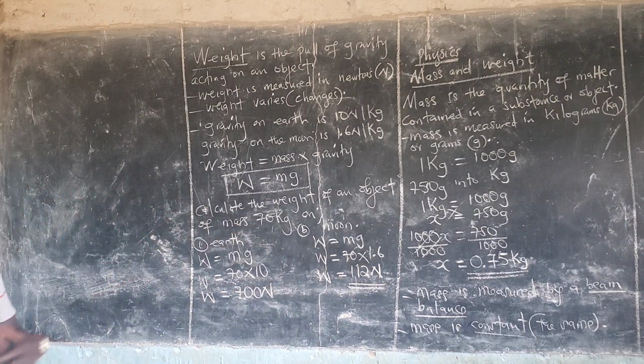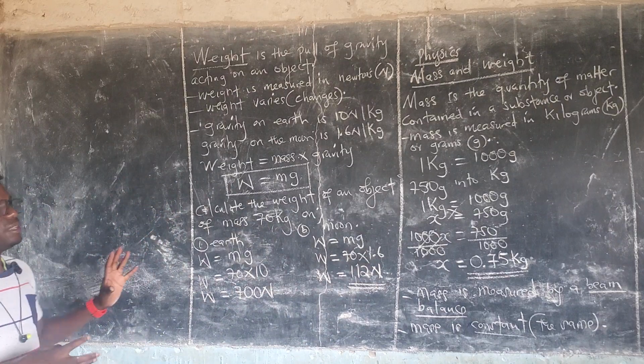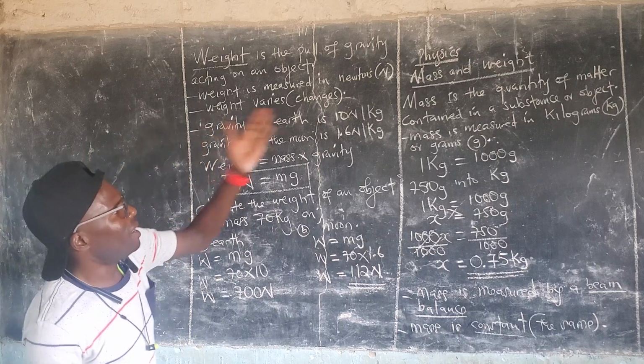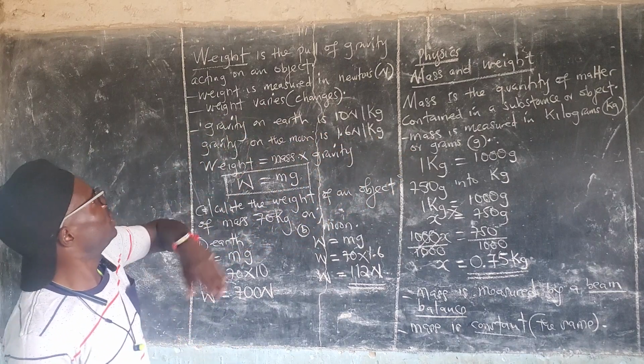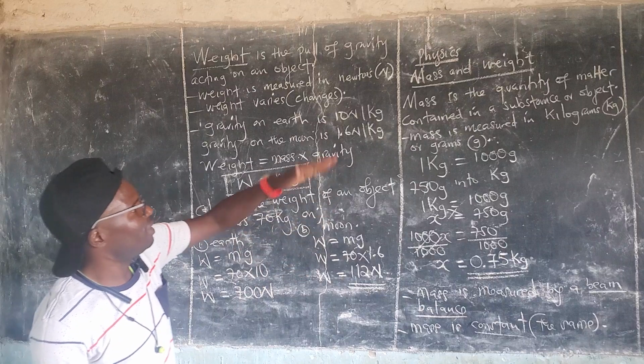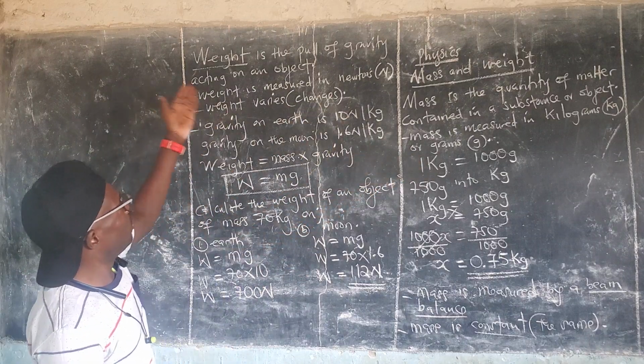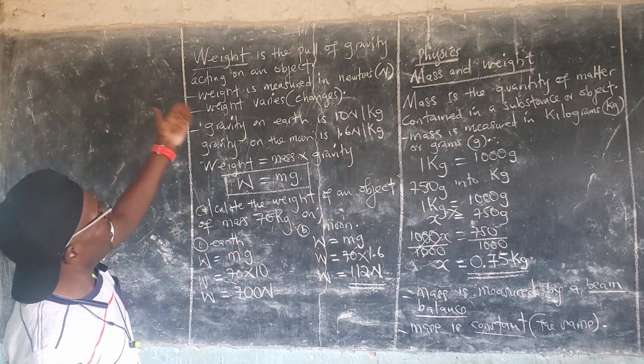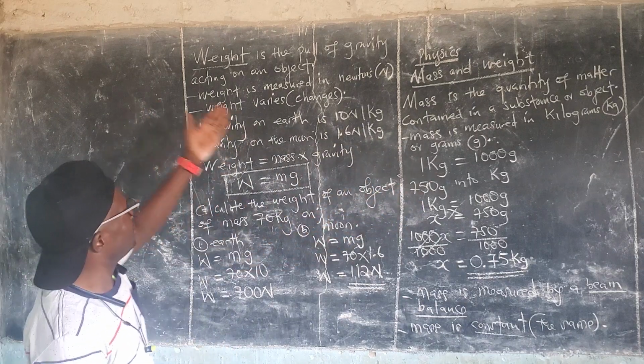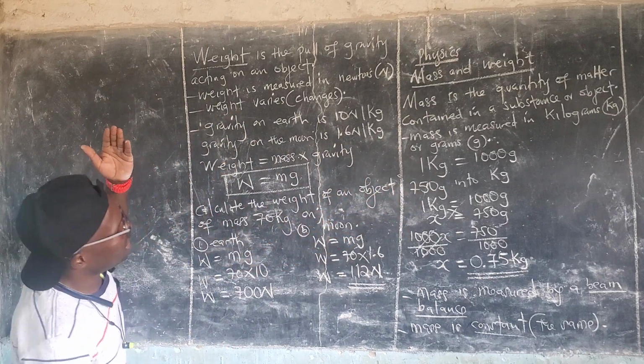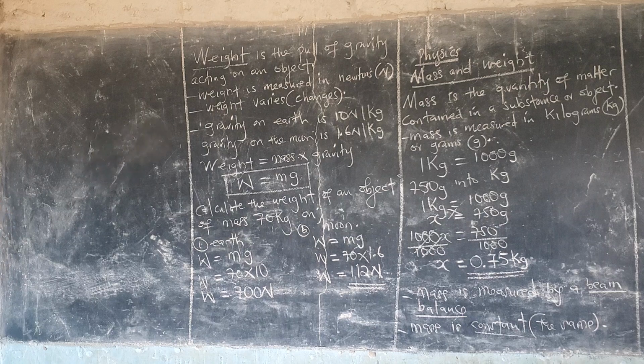So here now you can be told to say what is the difference between mass and weight. It's simple. Mass is the quantity of matter in an object, whereas weight is the pull of gravity. Mass is measured in kilograms, weight is measured in newtons. Weight varies, mass is constant, and apart from that, I think those are the differences.